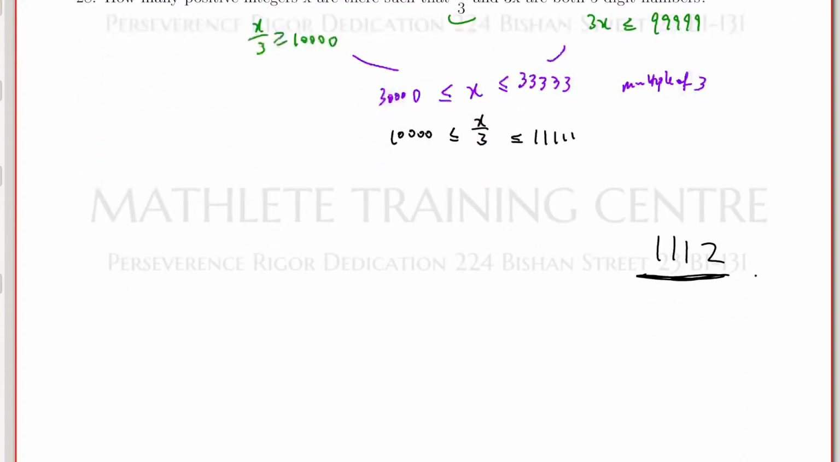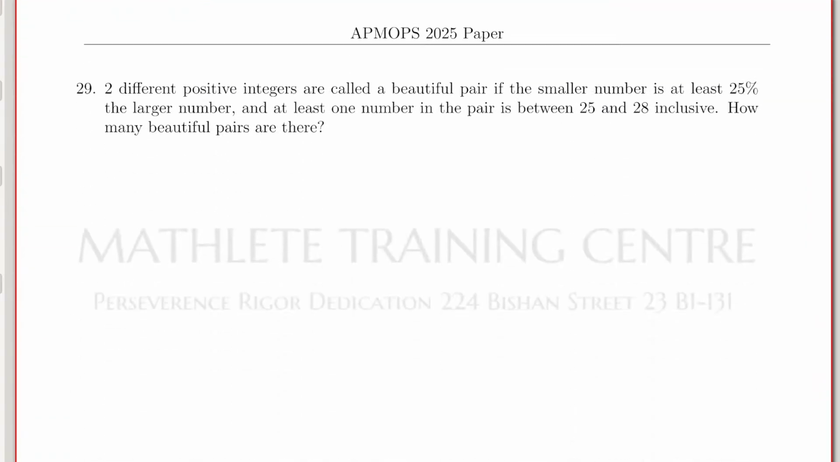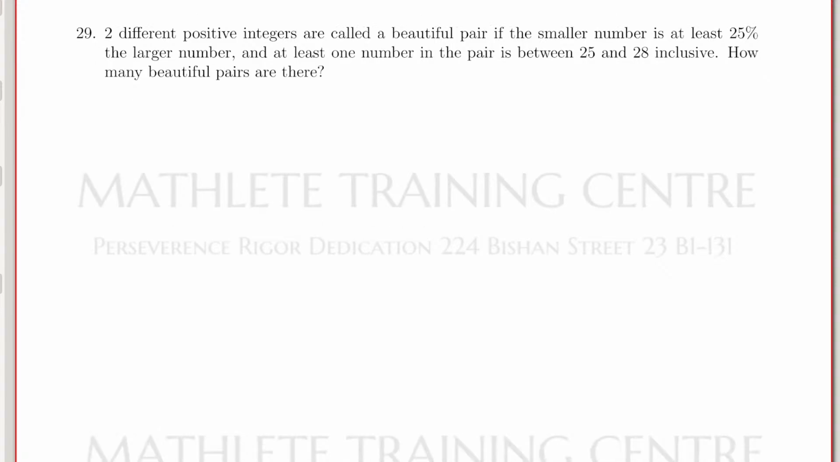Final two questions. Just bear with me for a moment. Question number 29 here. Two different positive integers are called a beautiful pair if the smaller number is at least 25% of the larger number, and at least one number in the pair is between 25 and 28 inclusive. How many beautiful pairs are there? Let's say that I have one number being 25. What can the other numbers be?